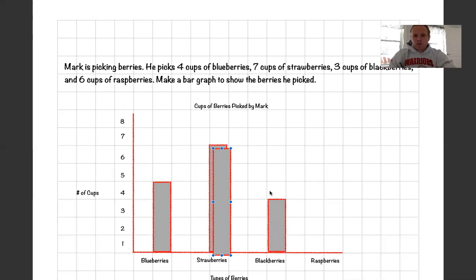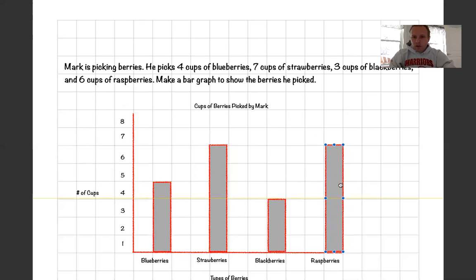And then last, I would look at raspberries, and he picked 6 cups of that. So we bring a bar over here for raspberries. And, oh, sorry, my 7 wasn't tall enough. There we go. I got distracted when that number was wrong. Now he has picked 6 cups of raspberries.